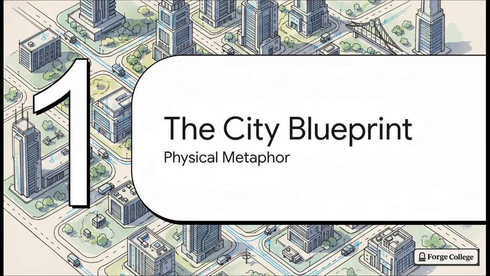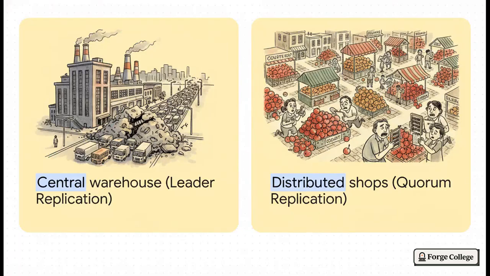So starting with section 1, the city blueprint metaphor, we're translating software directly into physical space. To make this super concrete, I want you to imagine a city where moving goods around perfectly mimics routing network data. This brilliantly illustrates our first big trade-off. On one side, a central warehouse makes ordering simple, just like leader replication. On the other side, having many local shops distributes the responsibility, but it definitely increases coordination overhead, kind of like a quorum setup.